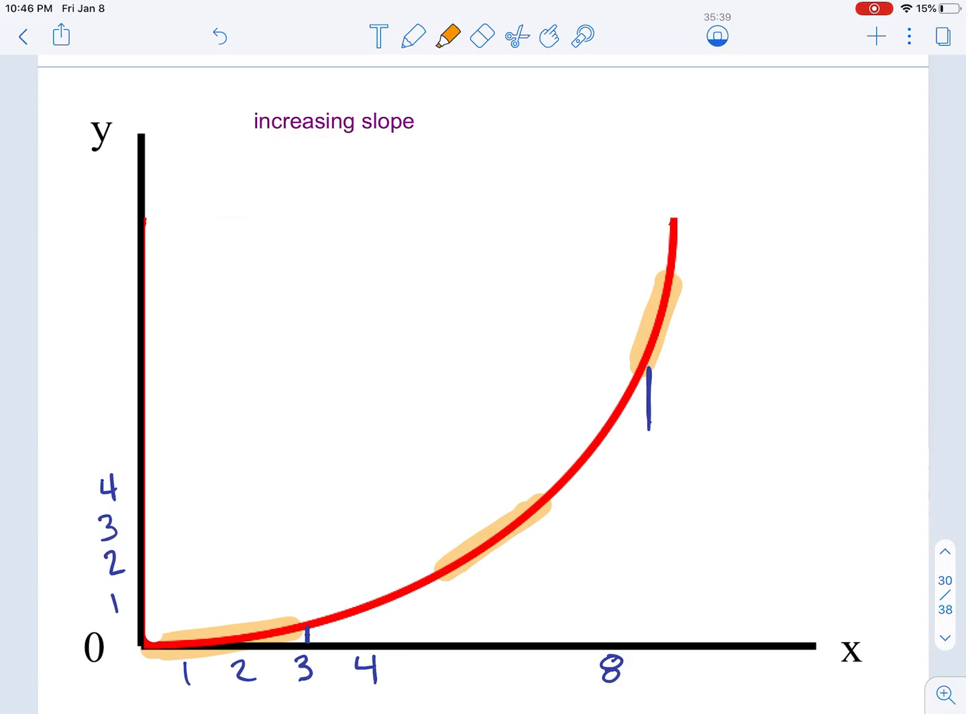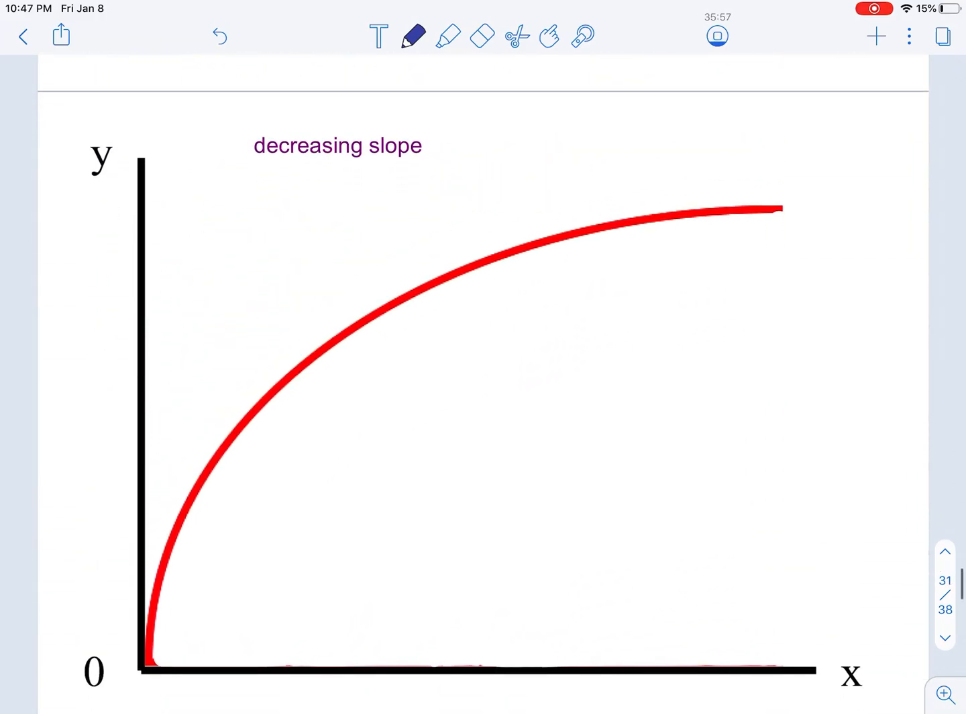So even though I don't have numbers to calculate exactly what these slope values are, I should comprehend that it would be a small value for the slope on the first segment that I've highlighted. It would be a larger value on the second segment, and then the largest slope value would be calculated for the third segment.